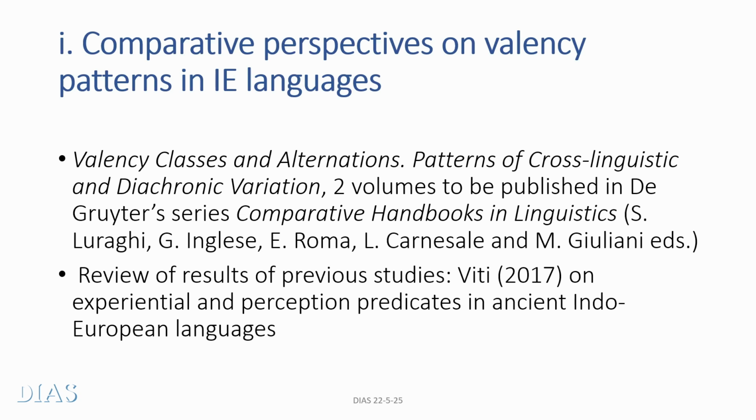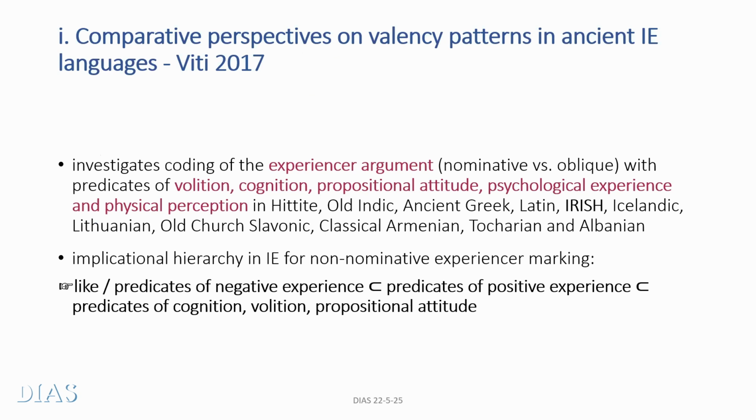I would also like to say a few words regarding one previous study on this matter, so valency patterns in ancient Indo-European languages. This paper by Carlotta Viti, published in 2017 in Diachronica. Now, Diachronica is, I would say, a very important journal in historical linguistics. And in this paper, Viti investigates the coding of the experiencer argument, in particular the opposition between nominative coding versus oblique coding of the experiencer argument with predicates of volition, cognition, propositional attitude, psychological experience, and physical perception in all these languages: Hittite, Old Indic, Old Greek, Latin, Irish, Icelandic, Lithuanian, Old Church Slavonic, Classical Armenian, Tocharian, and Albanian.